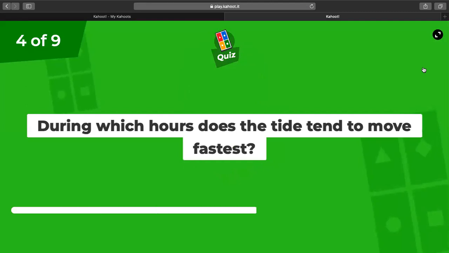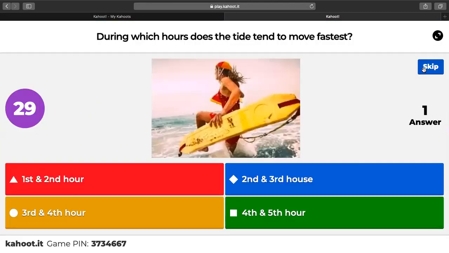During which hours does the tide tend to move the fastest? Is it red, the first and second hour, blue, second and third, yellow, third and fourth, or green, fourth and fifth?